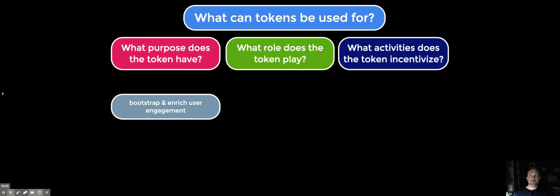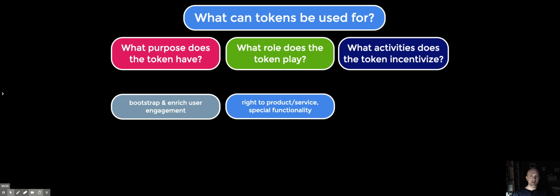So you can start, for instance, with a purpose such as bootstrapping and enriching user engagement. What you want to do is have this token so that people are keen on getting that token and are willing to do something for it. So this is the bootstrapping. You want to draw users into your ecosystem. And so what role does the token play?